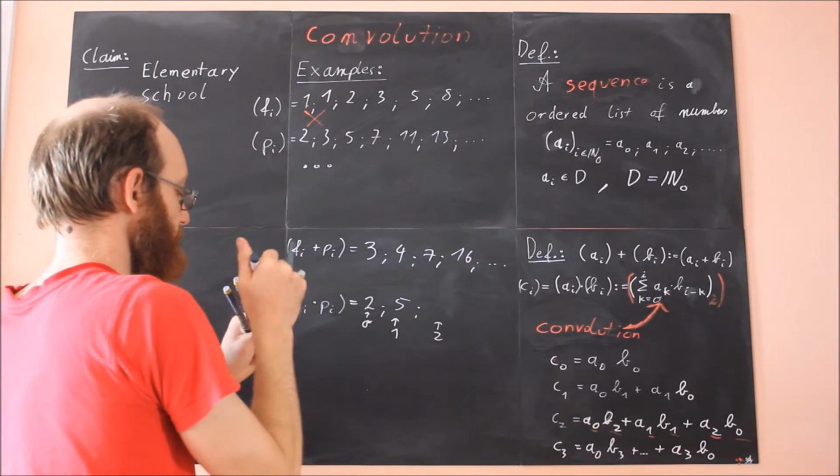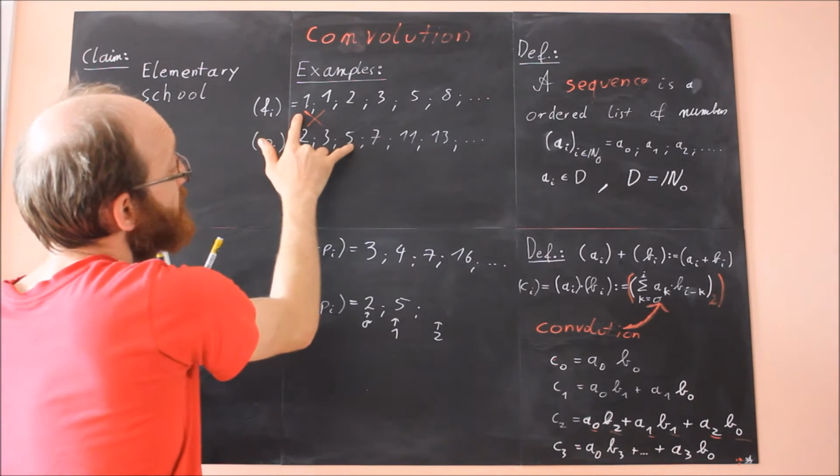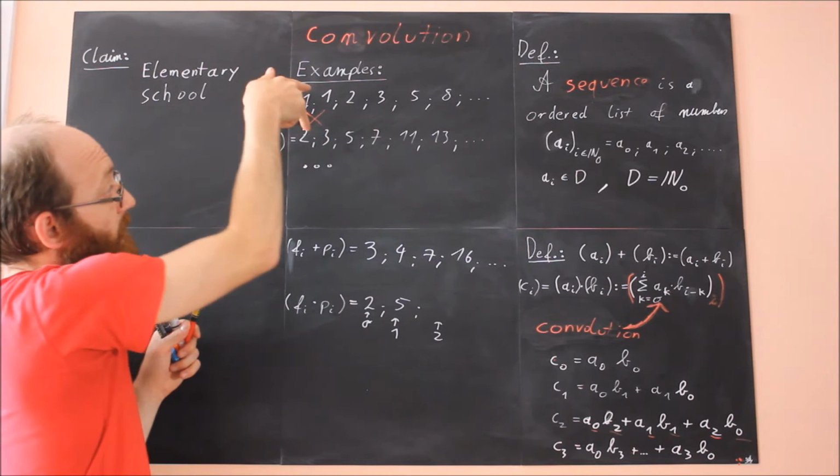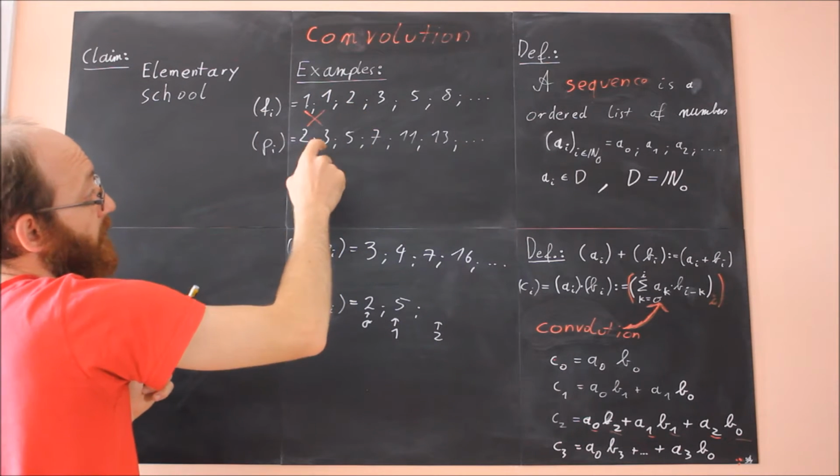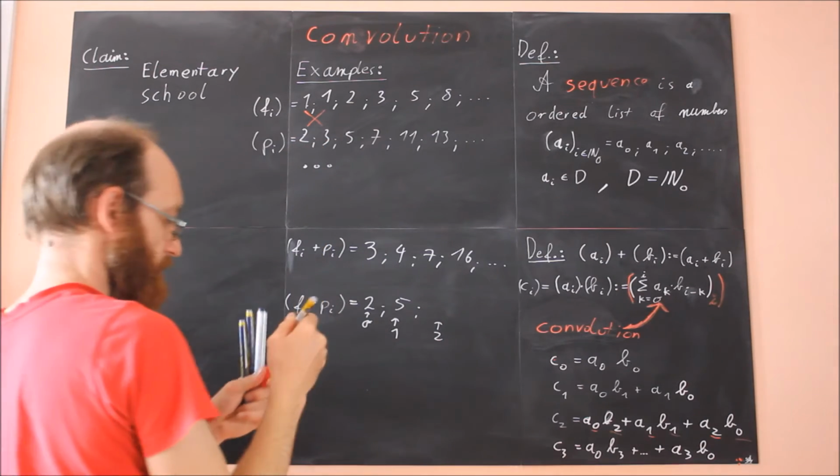So we have 1 times 5, 1 times 3, and 2 times 2. So we have 5 plus 3 plus 4 is 12.